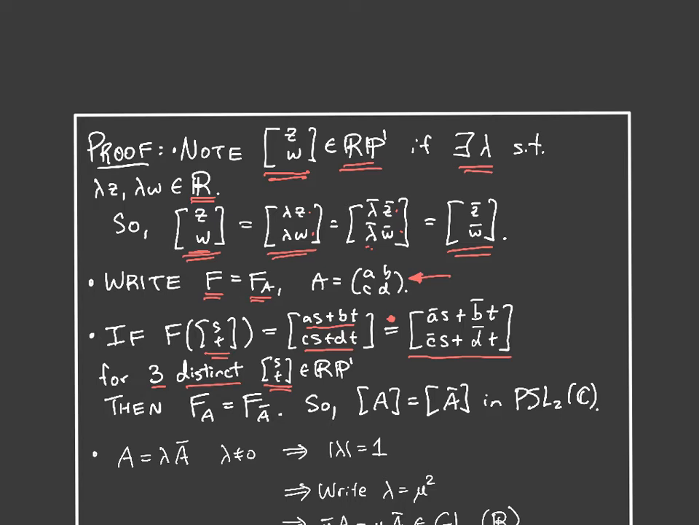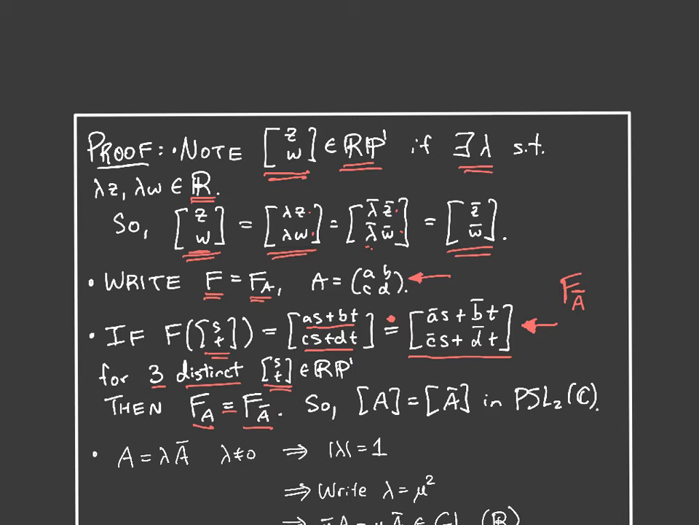Now what you'll notice here is that on this side I have points in the range of the FLT where you use A conjugate instead of A. So that says that FA and FA bar agree at 3 distinct points, and by the interpolation theorem, if 2 FLTs agree at 3 points, they agree everywhere. So you get FA is identically equal to FA bar.